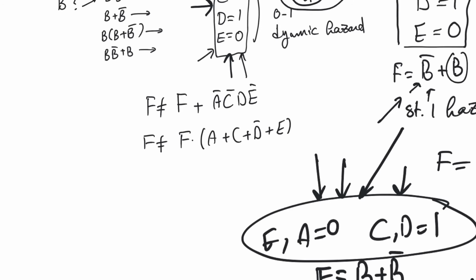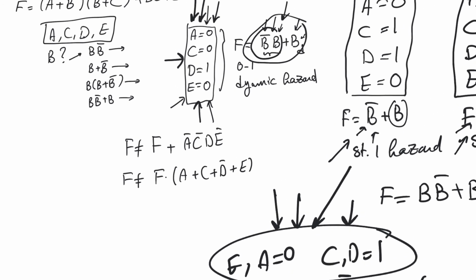And the reason that this happens is you're trying to remove the dynamic hazard as if it's a static hazard, which is not true. What you need to do is suppress this term, this underlying static hazard, the B times B bar, for this input combo. So the idea that you need to suppress the underlying static hazard is correct. The problem is you were trying to suppress it for a different input combo.